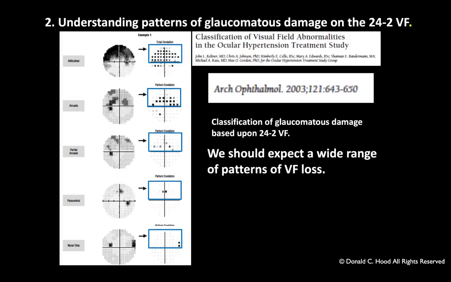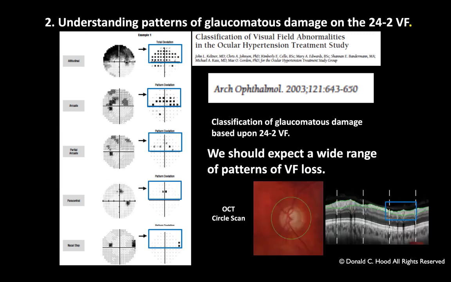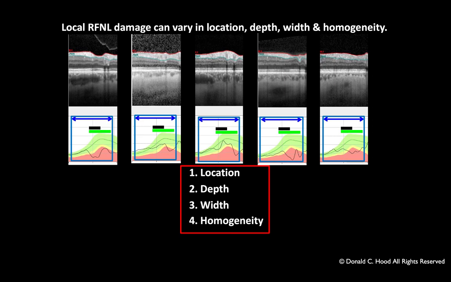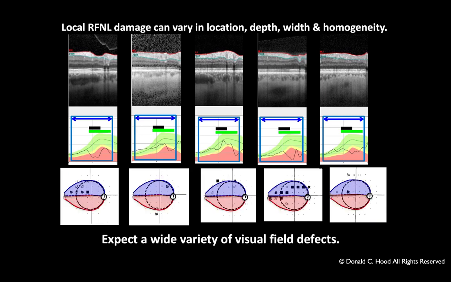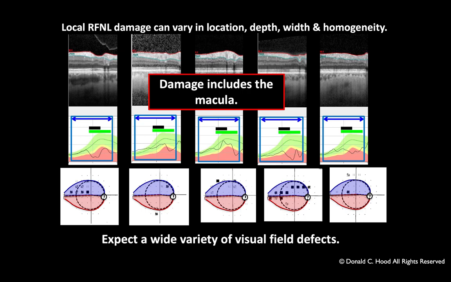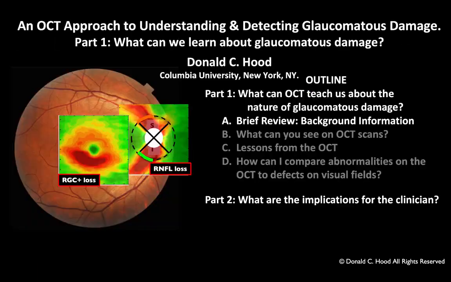So what are the implications? We should expect not simple classifications, but a wide variety of patterns of visual field loss. These defects should be associated with a wide variety of visual field defects because of all this variation you can have. And in fact, here are the visual fields for these particular eyes with the model. Again, the damage is going to include the macula. So that's the main part of what I want to describe here.